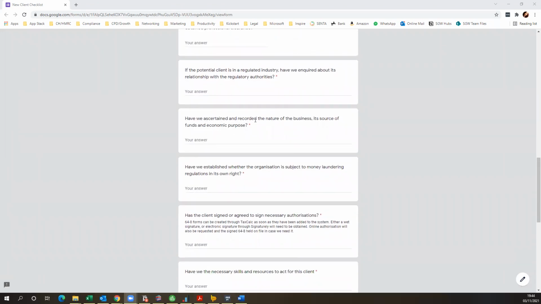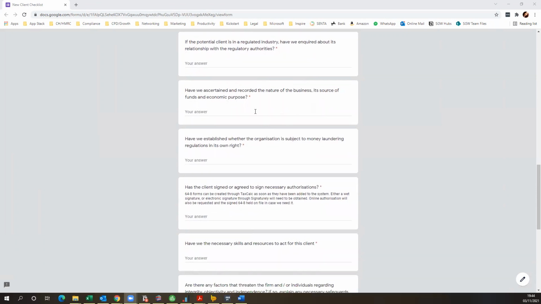Have we ascertained and recorded the nature of the business, its source of funds and its economic purpose? So basically just talk about the business.